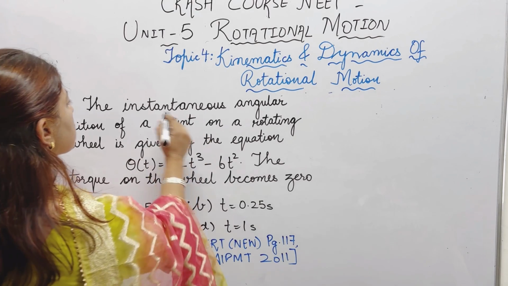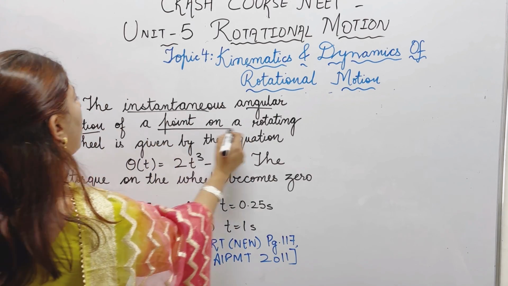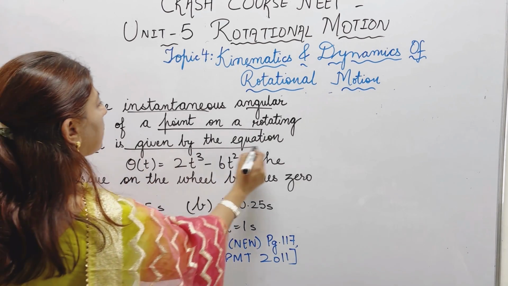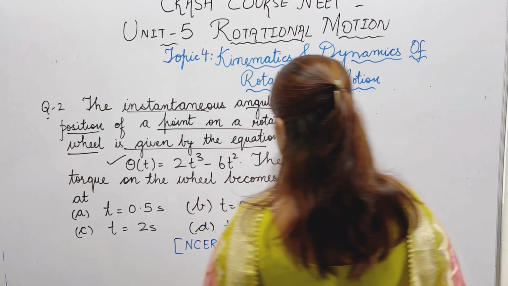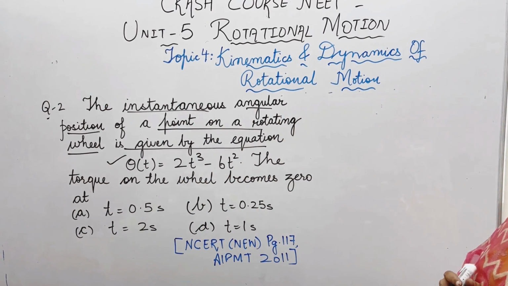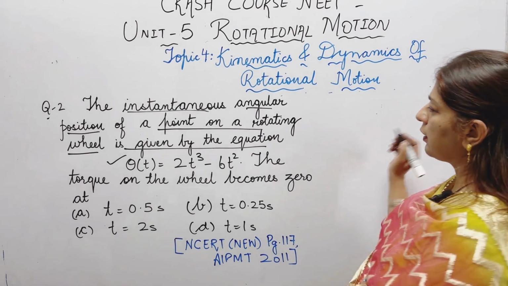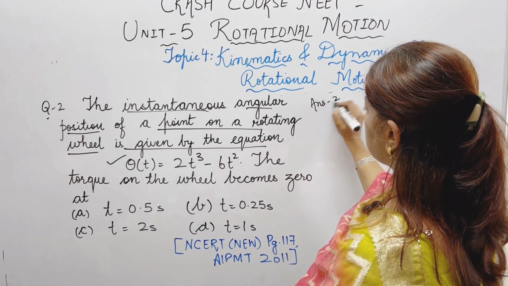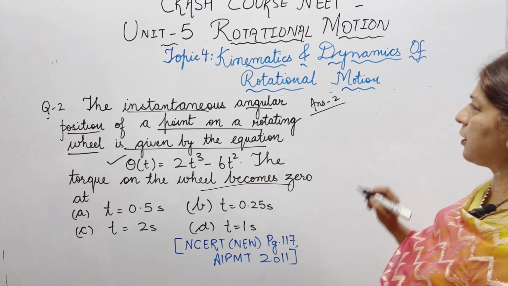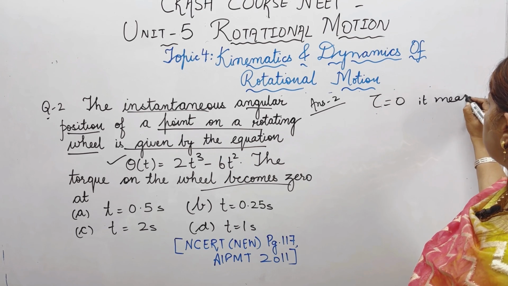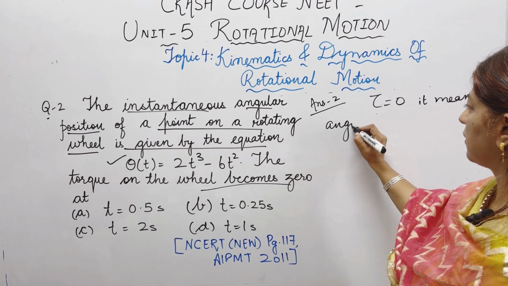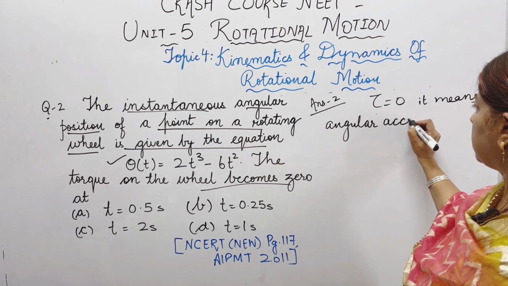The instantaneous angular position of a point on a rotating wheel is given by the equation. The torque on the wheel becomes 0 at, and options for the time have been given. This question has come in All India PMT 2011, and this is on page number 117 of new NCERT. According to the statement of the question, the torque on the wheel becomes 0. The torque is 0, it means the angular acceleration alpha is 0.